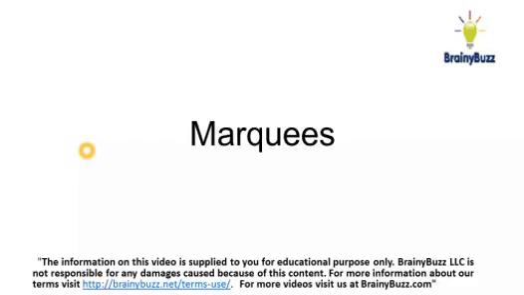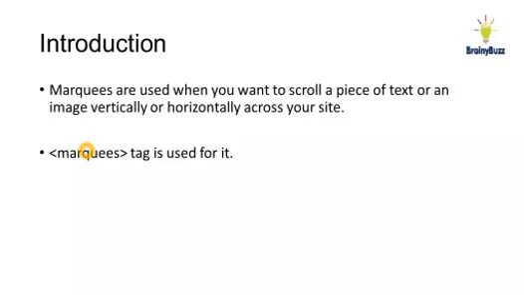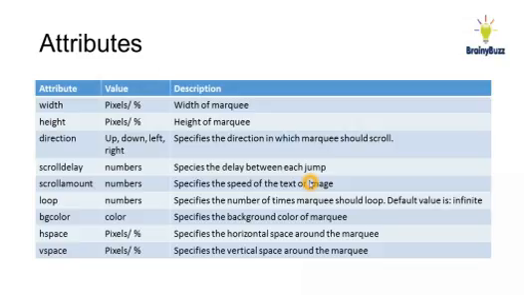Today we are going to see the Marquee tutorial. So far we have seen the tables, links, frames, lists, and lots of other things. So what are Marquees? Whenever you want your text to scroll from one end of the web page to the other end, those are called Marquees. Your piece of text or an image can scroll vertically or horizontally across your site, and you use the Marquee tag for it.